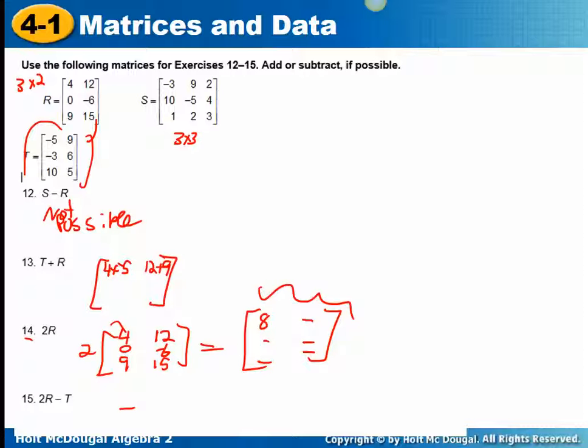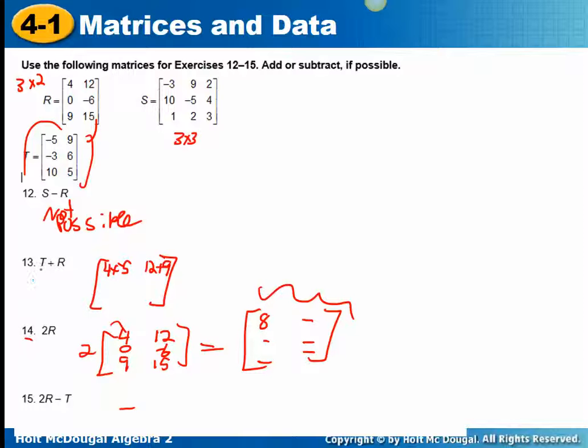These are some problems from your worksheet. So before you get too far on these, check and see if you're actually able to add or subtract them. Like in number 12, we have a 3 by 3, 3 rows by 3 columns, and we're subtracting a 3 by 2. So that's not possible to do, so you just write not possible.